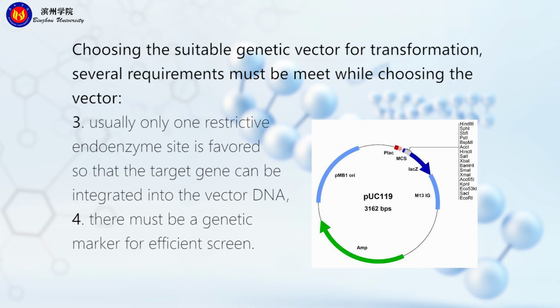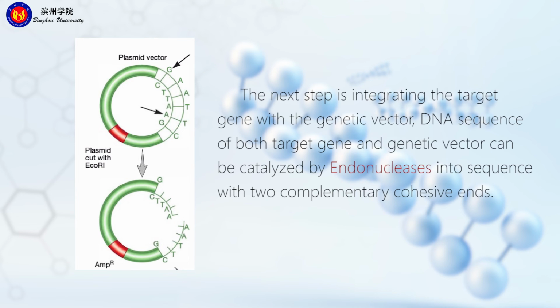Fourthly, there must be a genetic marker for efficient screening. For example, some vectors have an antibiotic resistance site so that they can survive after growing on medium with antibiotics. The next step is integrating the target gene with the genetic vector.